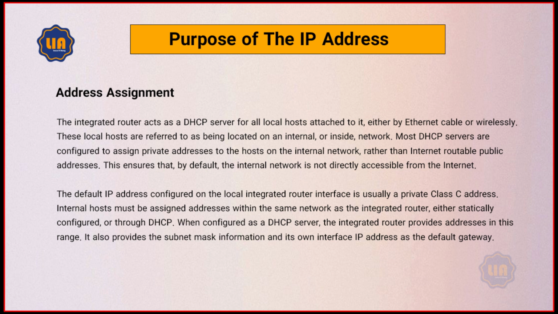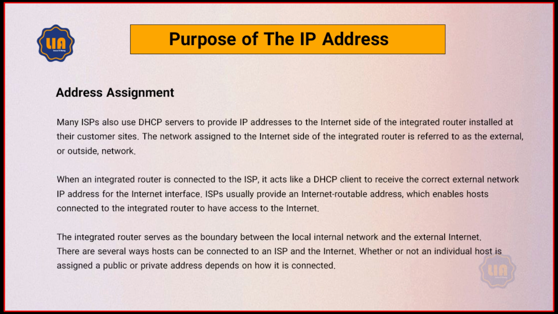The default IP address configured on the local integrated router interface is usually a private Class C address. Internal hosts must be assigned addresses within the same network as the integrated router, either statically configured, or through DHCP. When configured as a DHCP server, the integrated router provides addresses in this range. It also provides the subnet mask information and its own interface IP address as the default gateway.